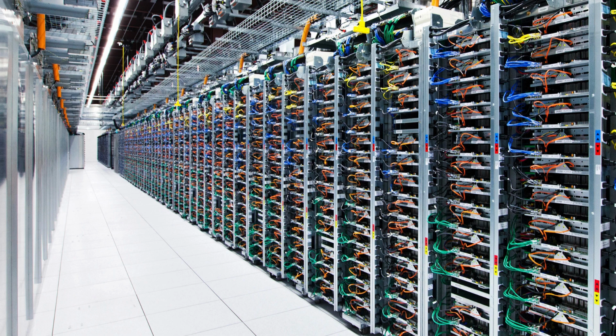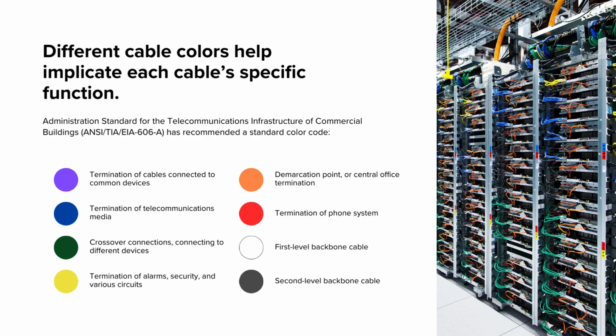When you look at photos of data centers, you'll notice a plethora of different colored cables. To the untrained eye, the abundance of cables may seem chaotic and overwhelming. However, the cable colors denote a specific cable's function. The Administration Standard for Telecommunications Infrastructure of Commercial Buildings has recommended a standard color code to identify and label colors based on their function.